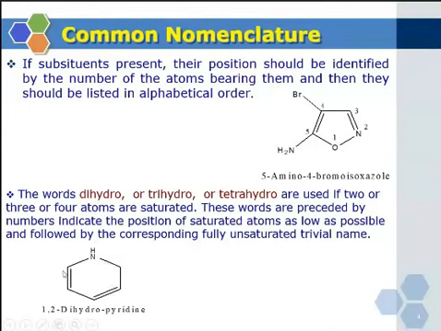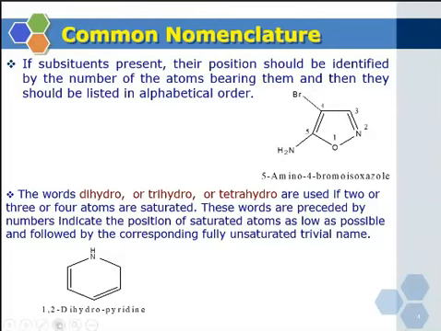If 2 bonds are saturated, then we have to say tetrahydro. And depending on how many hydrogen atoms are attached to the heterocyclic ring to get the saturated or partially saturated structure, we have to name it accordingly. These words, dihydro, trihydro, tetrahydro, are preceded by numbers indicating the position of the saturated atoms.